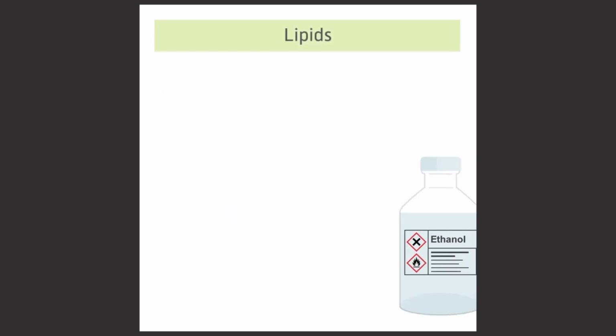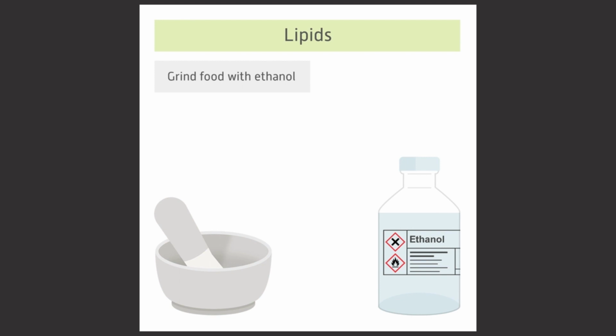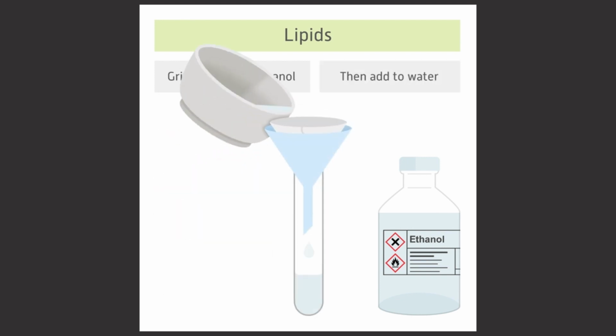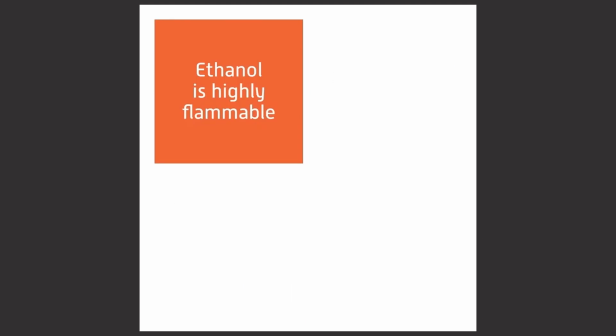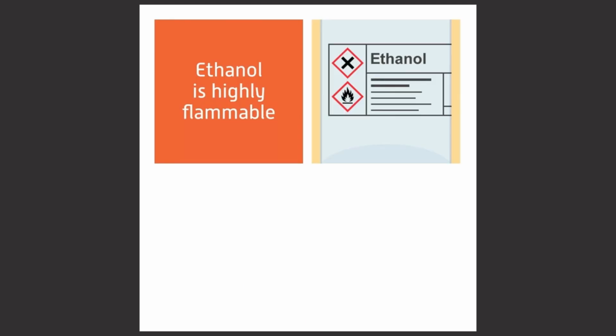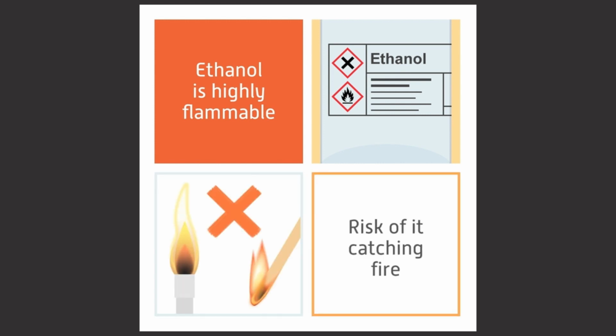Lipids can be tested by using ethanol. If you grind the food up with ethanol and then add the mixture to water, a cloudy appearance tells you that lipids are present. Ethanol is highly flammable. This is shown by the hazard symbol of a flame on the bottle. There is a risk of it catching fire, so no naked flames should be used around it.